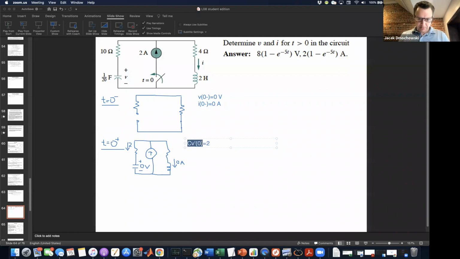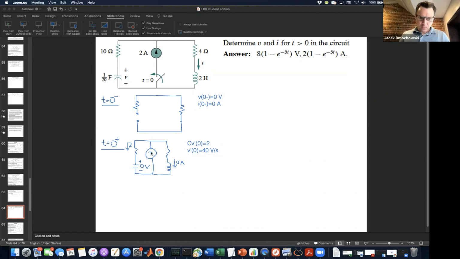This is the expression for the capacitor voltage at all times, and at time 0, we know that it's equal to 2, because again, all of this current has to go left because none of it is going right, which means that V prime 0 is equal to 2 over C. C is 1 over 20. So we have an initial capacitor voltage derivative of 40 volts per second.